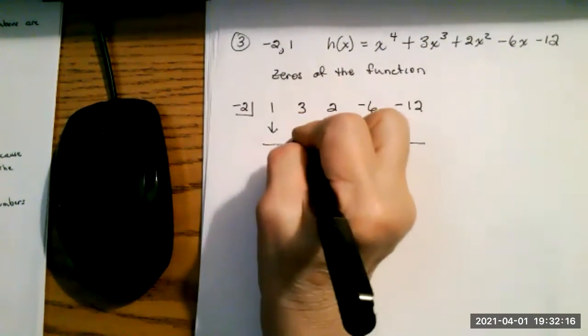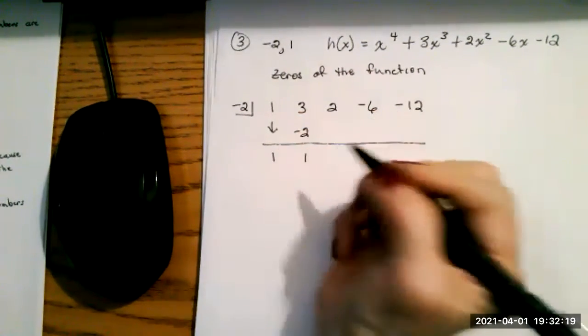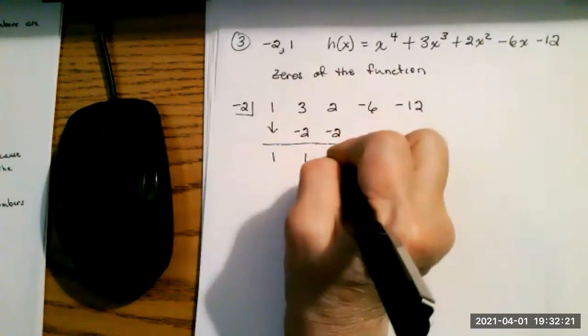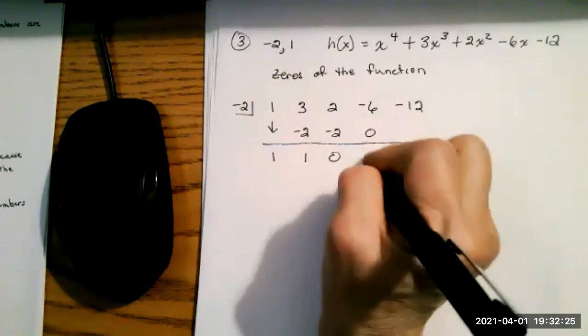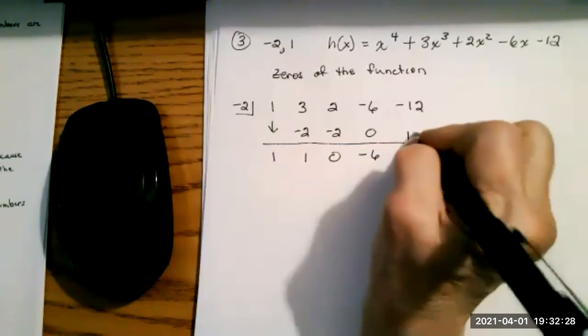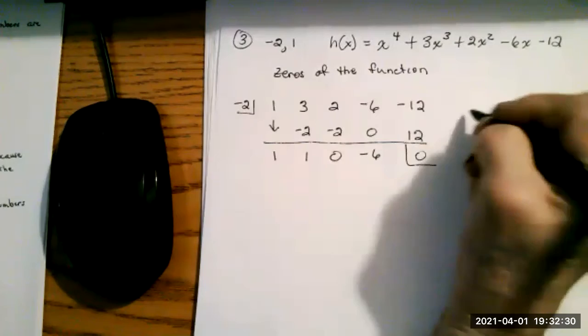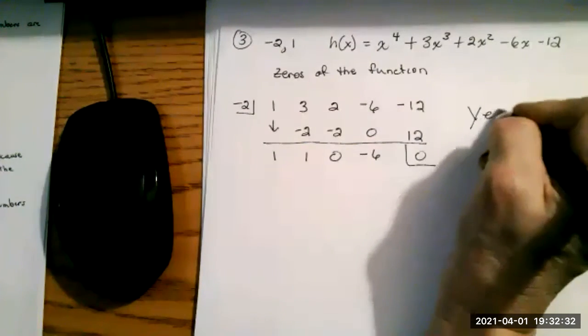Let's not do that. So we have 1, -2 would be 0. 0, -6, +12. Looks like we got a 0 here. Put yes on this one.